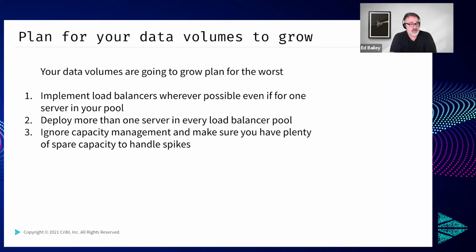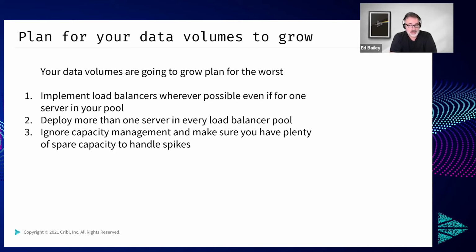And then that's also going to help you plan for HA. It's going to help you plan for failure. It's just so important. And that goes back to deploy more than one server in every load balancer pool, if at all possible. That gives you the ability to fail over. It gives you the ability to scale.